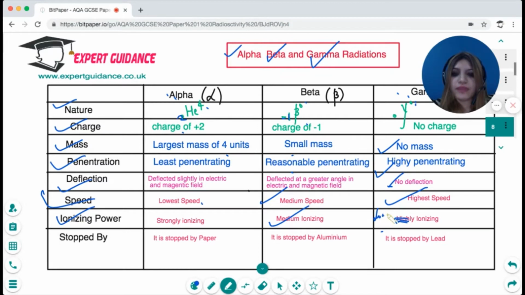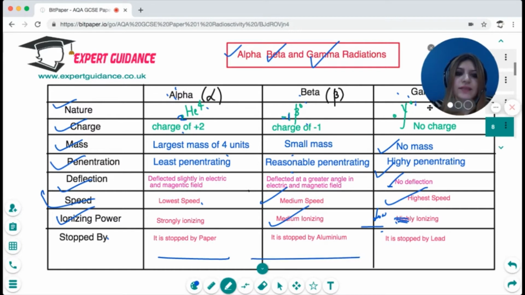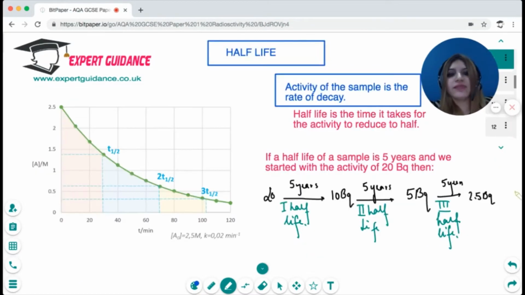Okay, now alpha can be stopped by paper, so it has the least penetration. Beta can be stopped by aluminium. Gamma can be stopped by lead. So you should remember all these differences and features of alpha, beta, and gamma.